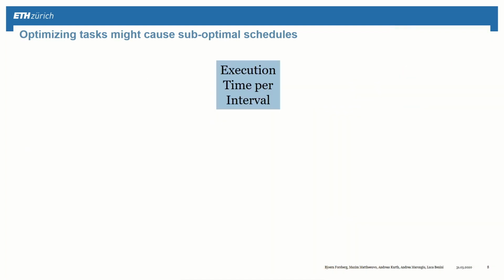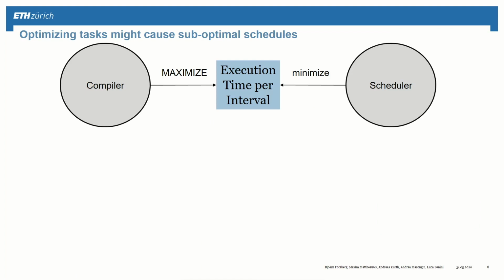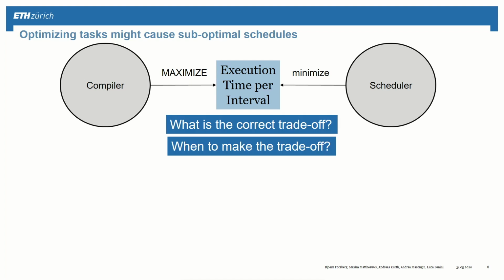Now, we see that for the execution time per interval here, we have two conflicting goals. We want to maximize the execution time with the interval selection in the compiler to amortize the scheduling overhead, but we want to minimize it in the scheduler to have a finer granularity at which we can construct the schedule. So what is the correct trade-off here? And perhaps more important, when to make the trade-off?